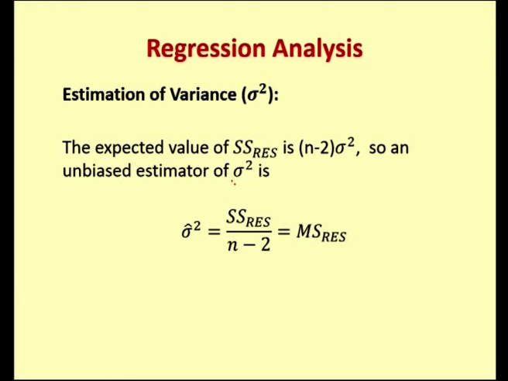So, an unbiased estimator of sigma squared is obtained by sigma squared cap equal to the sum of squares due to residual divided by n minus 2, and this, by definition, is nothing but the mean sum of squares due to residuals.